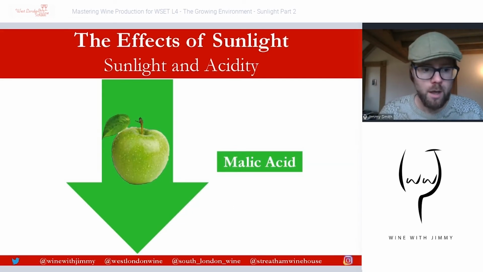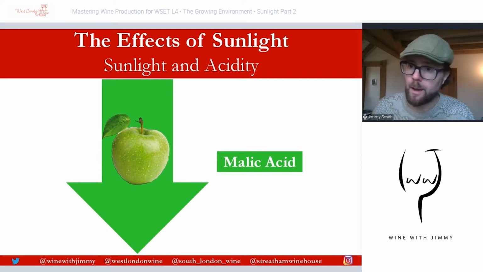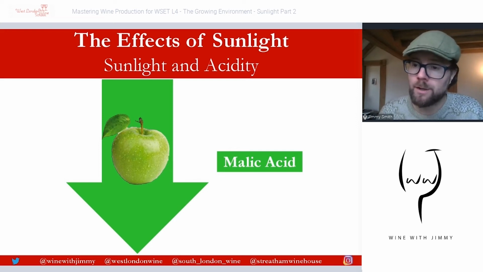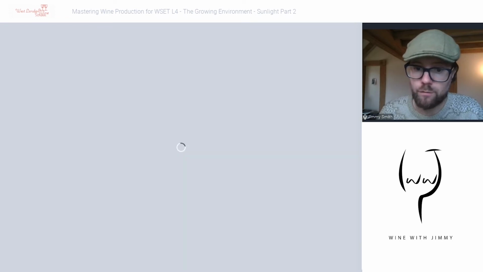ripening. And what about the link to acidity? Well, this one's quite easy to understand, as we've mentioned this a couple of times previously. Sunshine warms the grapes, and because of this, it increases the rate at which malic acid is used up in grape respiration. So in respiration, more malic acid is used, and that leads to lower acidity levels, certainly towards the end of the season.